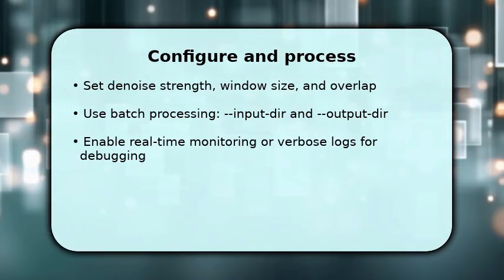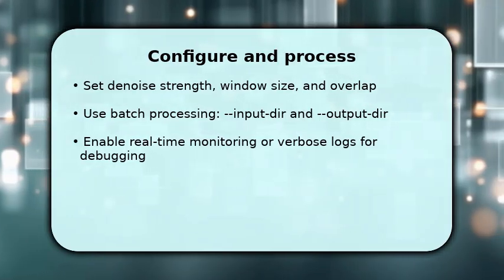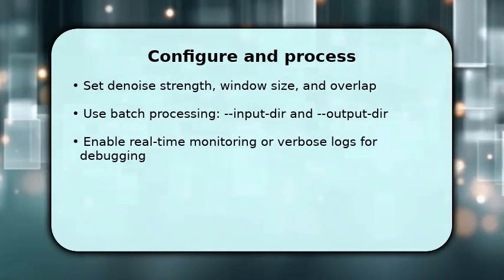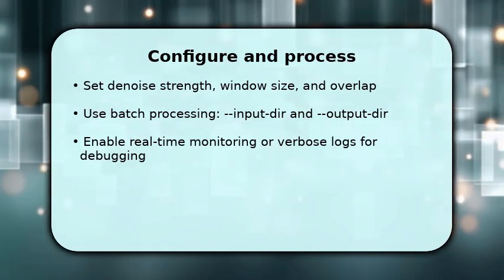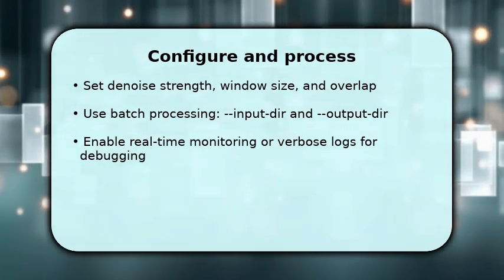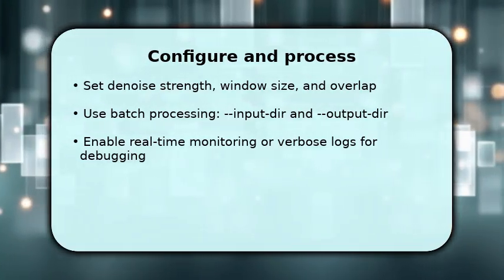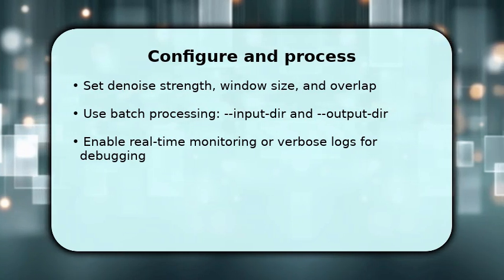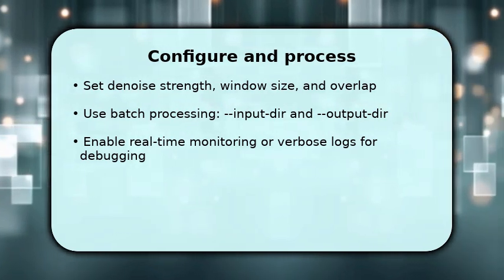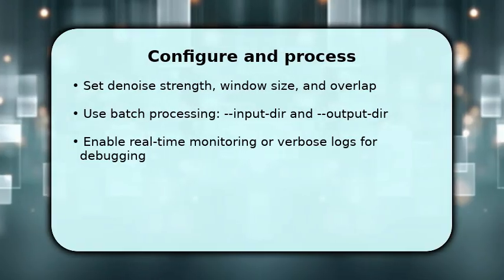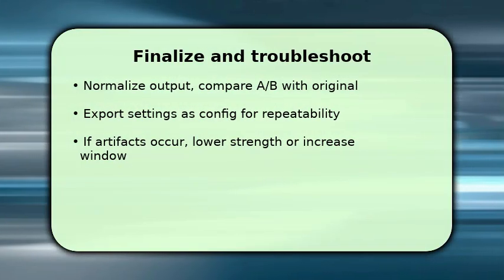Start a test batch with conservative settings, inspect the verbose logs, and adjust gain compensation to avoid clipping. Once you see stable results, scale up batch size, and, if using GPU, monitor memory to prevent OOM errors while maintaining quality. Finish by normalizing outputs and performing an A/B listen to confirm clarity and naturalness.